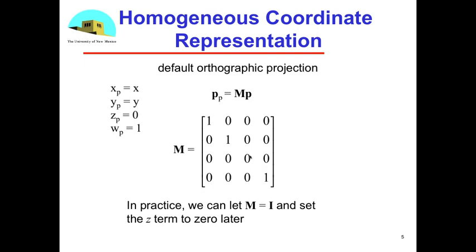The reason we don't want to do it up front, besides this lack of invertibility, is that we need the z information later when we do hidden surface removal. As we'll see more a little bit later, hidden surface removal is really not done until after you go through the fragment shader. So we need depth information so we can make that decision later in the pipeline, and we can't do that if we wipe it out here.